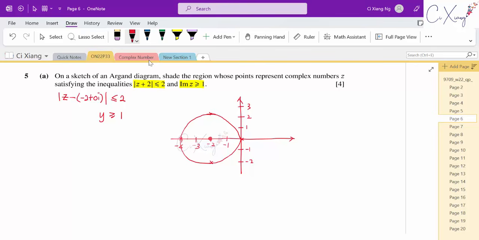And then now for the second inequality, I'm trying to sketch the line y equals to 1. So for y equals to 1, basically we're having this one. This is the line y equals to 1. And then they say you should have more than y equals to 1. So the overlapping area for these two inequality will be this side. Okay, so this is my answer for part A. After you sketch the two locus, please make sure that you shade the area that fulfills both inequality.